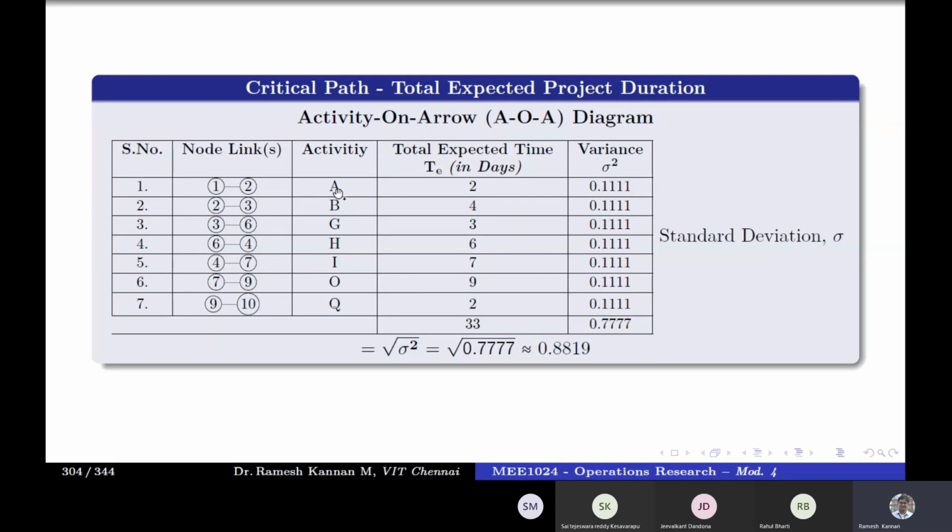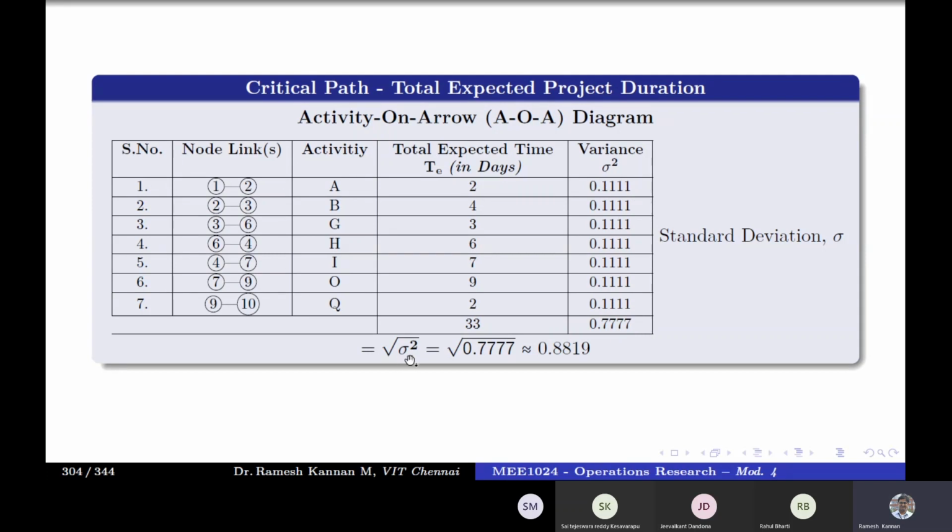We will be segregating only the critical path A, B, G, H, I, O, Q, and the mean duration is also called TE, the expected duration. This is the mean duration of that particular critical path. When you add all these, it will become the critical path duration. Then we have taken all the variances and summed up all the variance of the critical path.